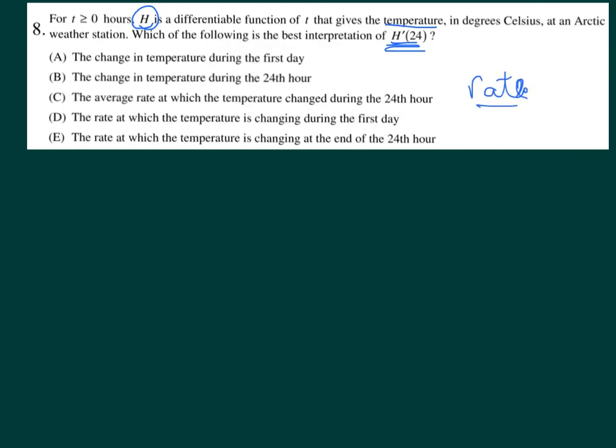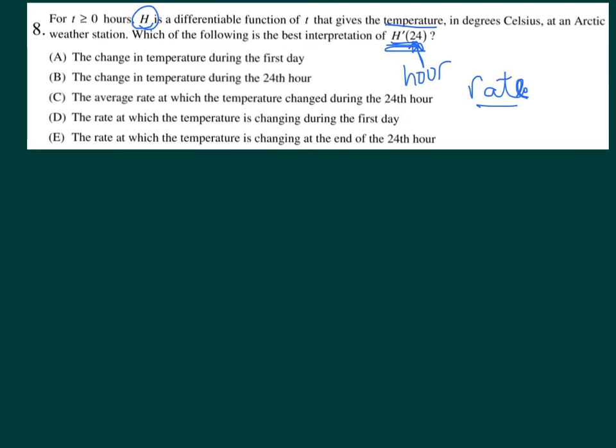Okay, it's the slope, it's the rate. So if we look, the 24 would be the t, that would be the hour. So specifically, it's looking for the rate of change of the temperature at the 24th hour.